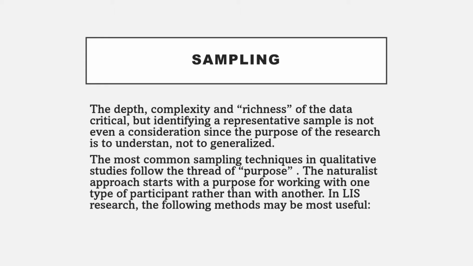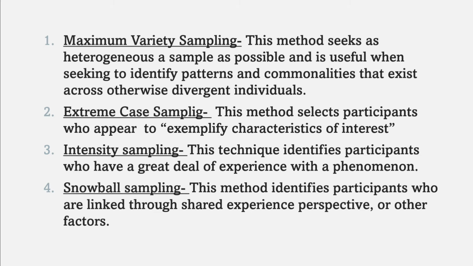The most common sampling techniques in qualitative studies follow the thread of purpose. The naturalist approach starts with a purpose for working with one type of participant rather than with another. In LIS research, the following methods may be most useful. 1. Maximum variety sampling. This method seeks as heterogeneous a sample as possible and is useful when seeking to identify patterns and commonalities that exist across otherwise divergent individuals.